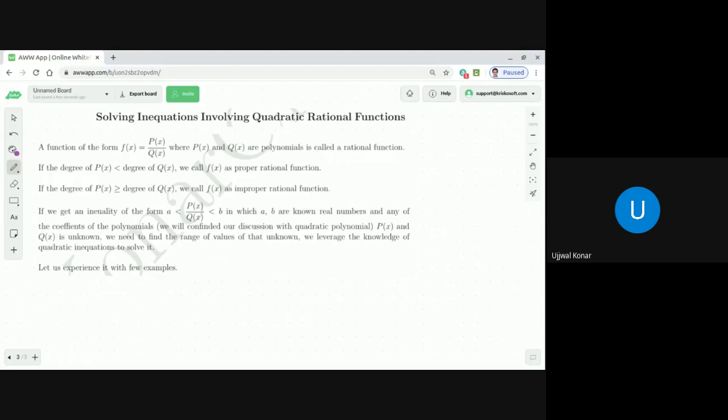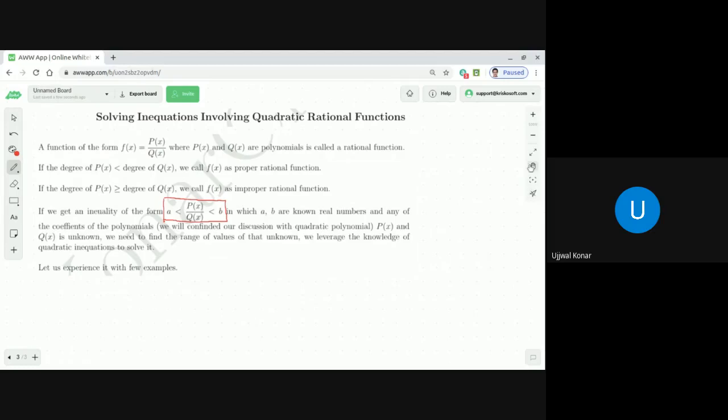What are we going to achieve here? Suppose an inequation is given something like this: a less than p(x) by q(x) less than b, where a and b are known to you. p(x) and q(x) are also known, but any of the coefficients in the expression of p(x) or q(x) will be unknown. We need to find the values that unknown can take, so that the inequation a less than p(x) by q(x) less than b holds true.